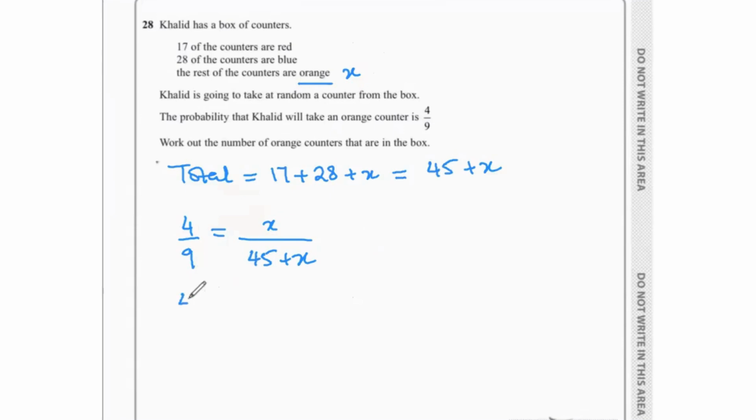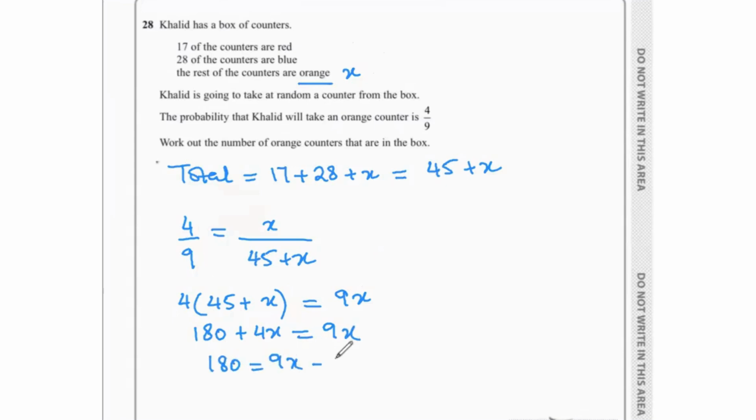So if we cross multiply to get rid of the fraction, it's 4 times (45 plus x) equals 9x. 4 times 45 is 180 plus 4x over here. Then we take the 4x to the other side. So 9x minus 4x, which is 5x. So x is going to be 180 divided by 5, which equals 36. So that is the number of orange counters in the bag.